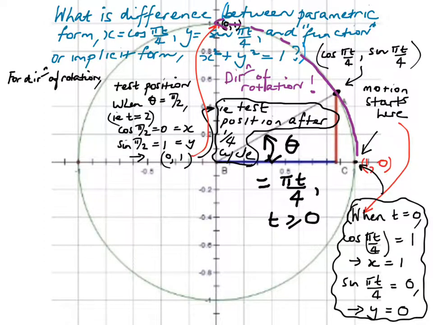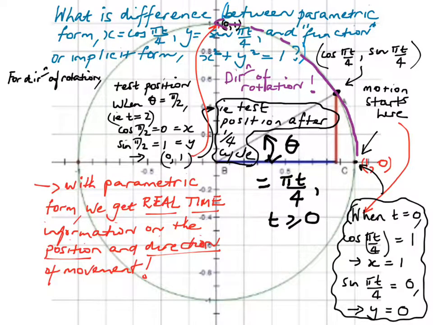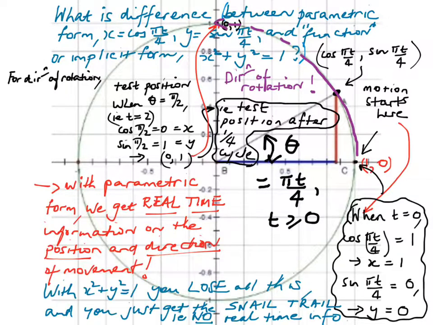Isn't this marvellous stuff? I get so excited talking about this. I love parametric equations. They're just such fun. Now, what else did I have here for you? Ah, yes. With parametric form we get real-time information on the position and direction of movement. Yes, we do. But with x squared plus y squared equals 1, you lose all this and you just get the snail trail of where it's been. No real-time info. You see?